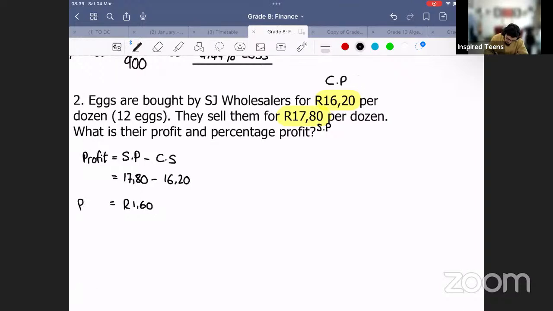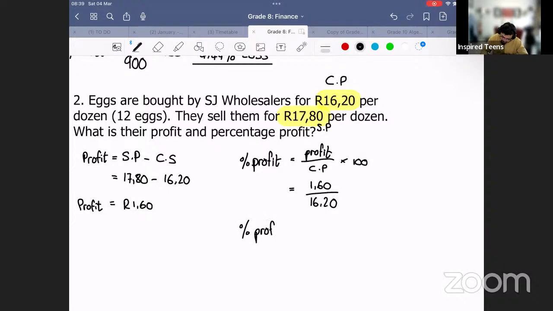Okay, this is the profit. Then they say calculate the percentage profit. So percentage profit is equal to the profit divided by the cost price times 100. So our cost price is 1 Rand 60 divided by the cost price of 16.20. And we get the percentage profit in that case as 9.88%. Sorry, I forgot to multiply by 100, but yeah.